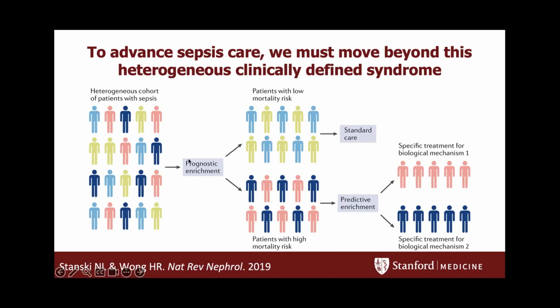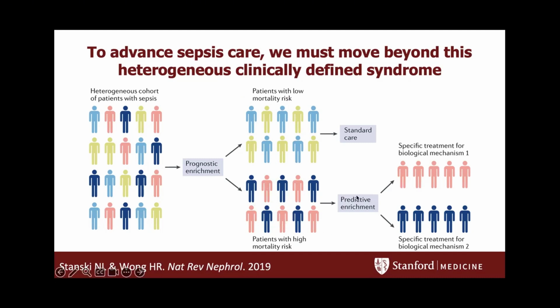The first we'll call sort of prognostic enrichment, in which we essentially just identify patients with sepsis who are at high risk. So these are patients who are going to have the outcome of interest that we're trying to prevent, such as mortality, and separate them from the patients who have a very low mortality risk, who are going to do totally fine regardless of what we do, right? These patients who are going to survive, we don't necessarily need to enroll them in clinical trials and place them at risk of harm. But these patients are the patients that we really want to act on.